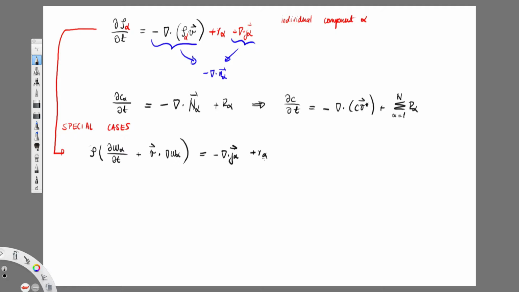And one more thing, especially if you have a binary system. What is this? Do you remember? I'm not hearing well. My hearing is bad on Wednesdays. Material derivative, that's correct. So this is actually d omega alpha dt. So the short way to write this is d omega alpha dt is minus divergence plus r alpha.